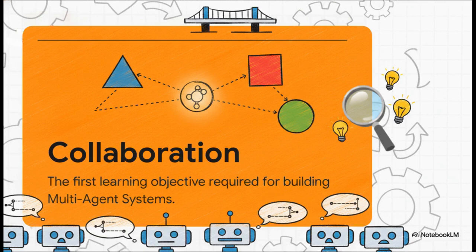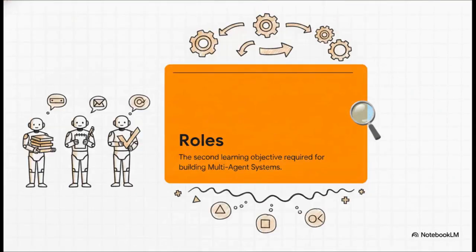You're aligning their reward parameters so a successful output from one triggers the correct next action in the other. It's really about mathematically ensuring that their combined outputs converge on that target goal rather than just diverging into total chaos. Next, we move on to roles. This is the second learning objective required for building multi-agent systems.